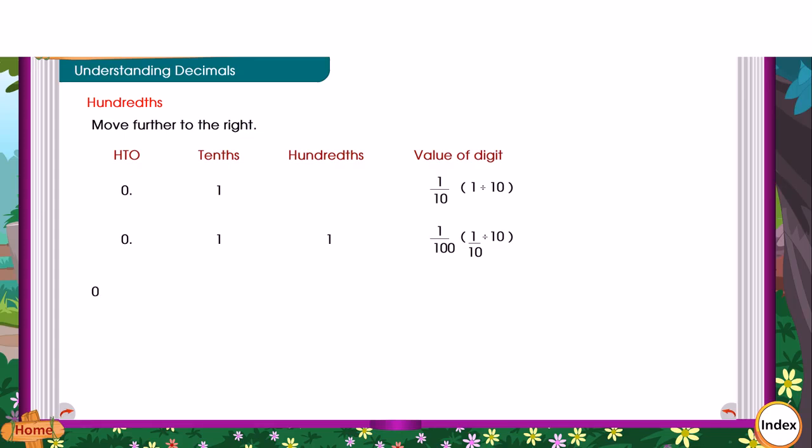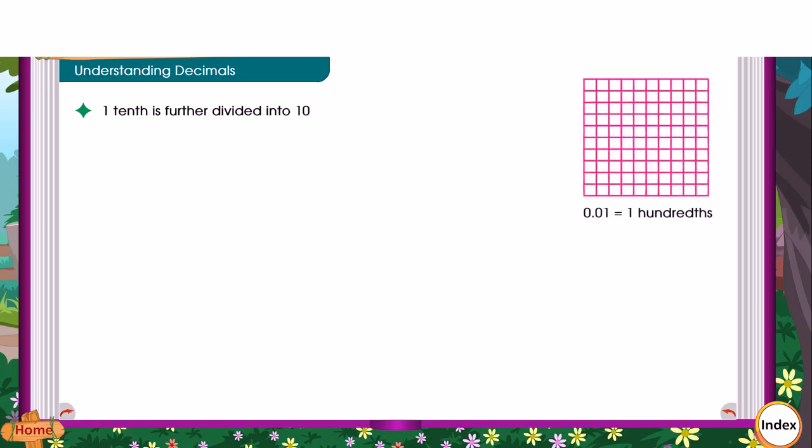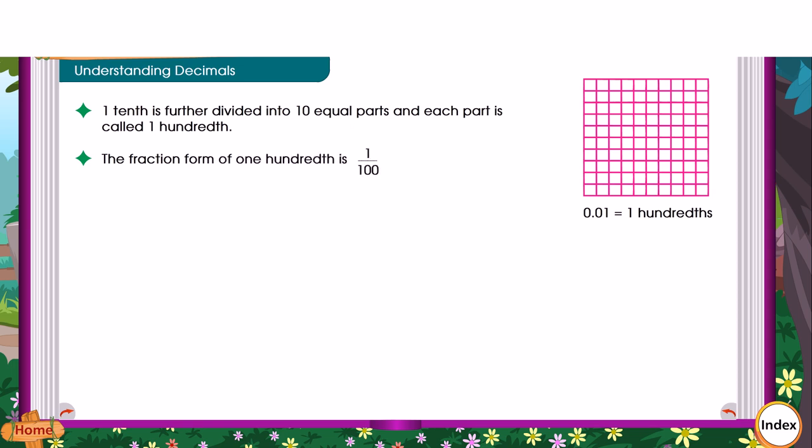Hundredths. Move further to the right. 0.01 is read as one hundredth or zero point zero one. 1/10 is further divided into 10 equal parts and each part is called one hundredth. The fraction form of one hundredth is 1/100. The decimal form of one hundredth is 0.01, which is read as zero point zero one.